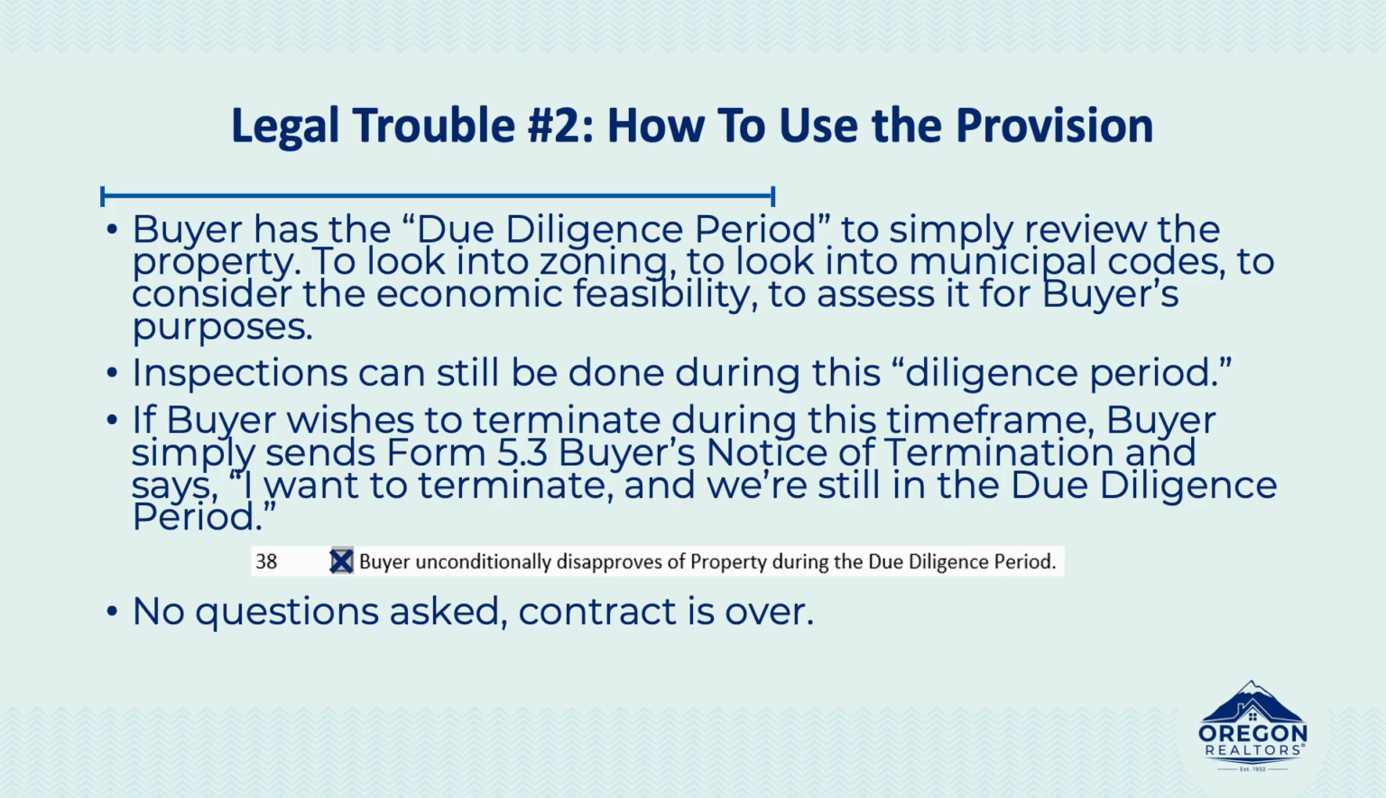You can just terminate. The buyer's due diligence period still allows them to do inspections. That's still there. They can still do this, but all they have to do is send in the notice of termination and say, I want to terminate, and we're still in the due diligence period. If that's the case, no questions asked. Move forward. The contract is over.